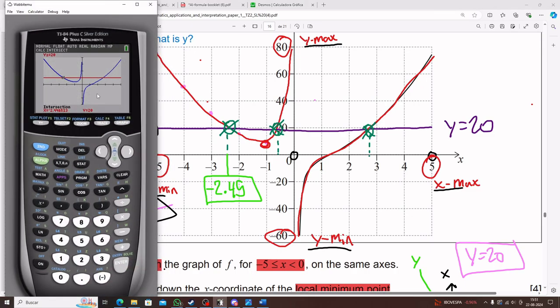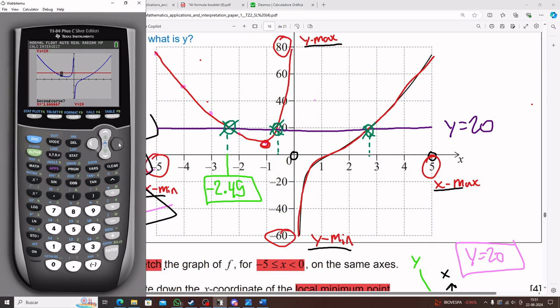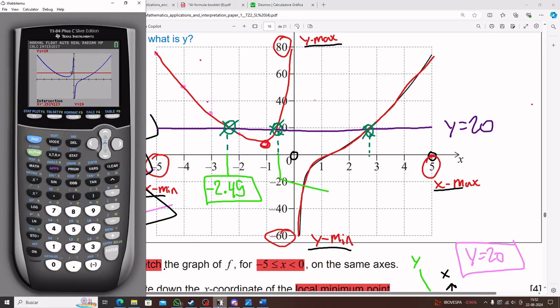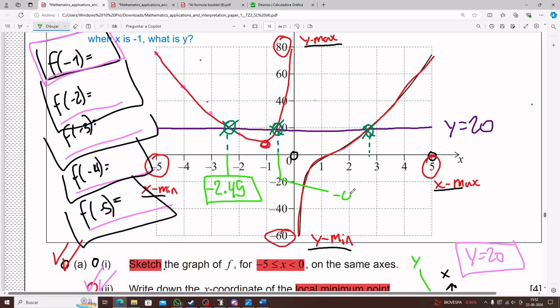For the next intersect, again, you have to go second, trace, go to intersect. Same idea. First curve, make sure you're clicking the first curve, the blue one. Second curve, make sure you're clicking the red one. Again, you have to guess for the one you want. It's around here. There's my intersect. So your second answer is going to be negative 0.252.